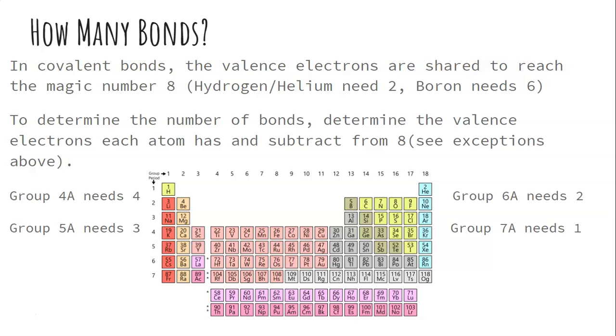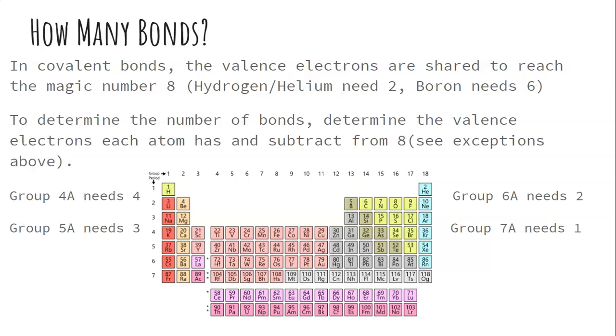There are some exceptions. The first is hydrogen and helium because they are in that first ring, and that first ring can only hold 2 electrons. So hydrogen will share so that it can get 2 electrons like that.